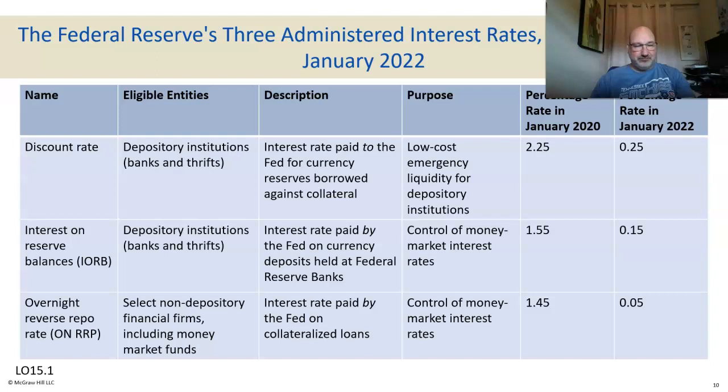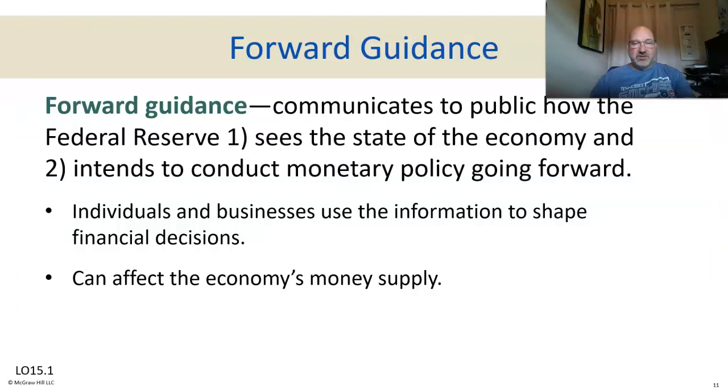So literally, they're probably borrowing on the overnight repo rate and then loaning at the federal funds rate if they can. All right. So forward guidance is communicating to the public how the Federal Reserve sees the state of the economy and intends to conduct monetary policy going forward. This will influence the stock market and the bond market. And so individuals and businesses use the information to shape financial decisions and can affect the economy's money supply. So that is how that actually ends up working out for us.